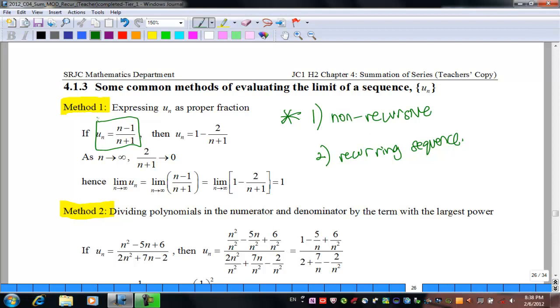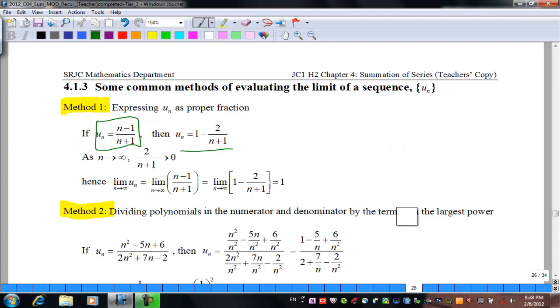Now, in this case, the first method we can employ is to express un as a proper fraction. So after doing long division, we will find that un is equal to 1 minus 2 over n plus 1. If you are not sure how I get that, we can see that un is equal to n plus 1 minus 2 over n plus 1. Alright, and this is how I get 1 minus 2 over n plus 1.